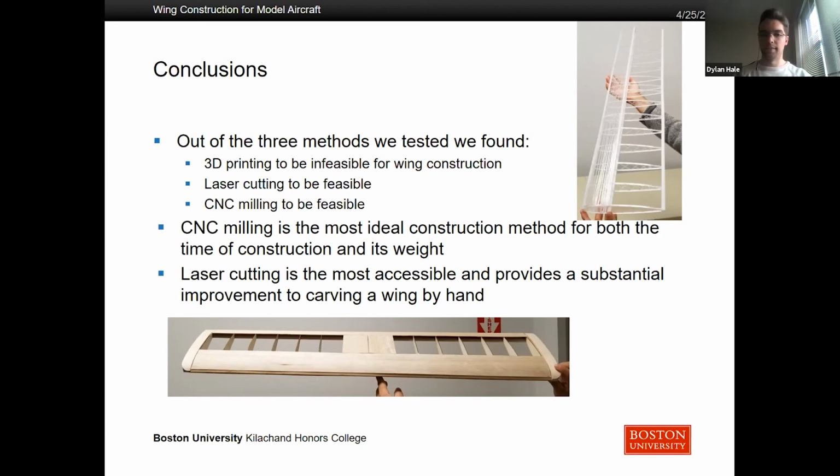However, even if you just use laser cutting to cut out the ribs, it could still save you a tremendous amount of time as opposed to cutting by hand. It'll also make your wing a lot more accurate and a lot more uniform as opposed to trying to cut each part yourself. So overall, that was what we found out.